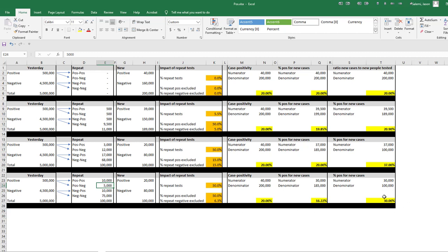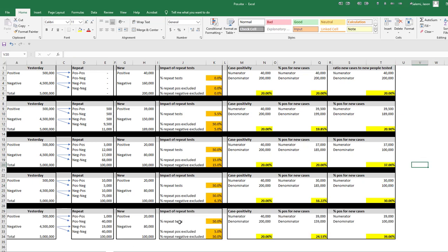And again, in this case, just notice that because I have a high proportion of repeat tests, my denominator is only new people tested. So I'm going to have this ratio of new cases to new people tested be very different from those other two measures. And last but not least, this final scenario, which is going to blow your minds because of what we've tended to see in the actual data.